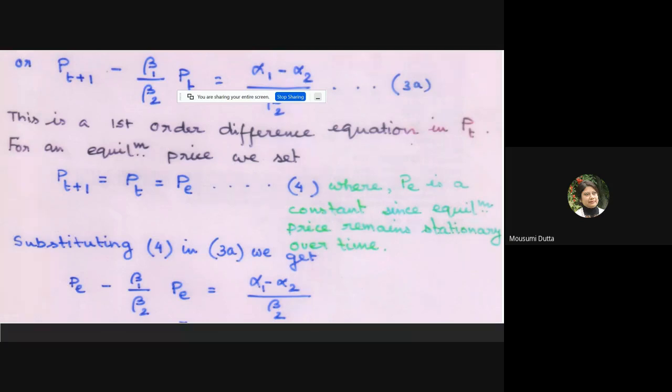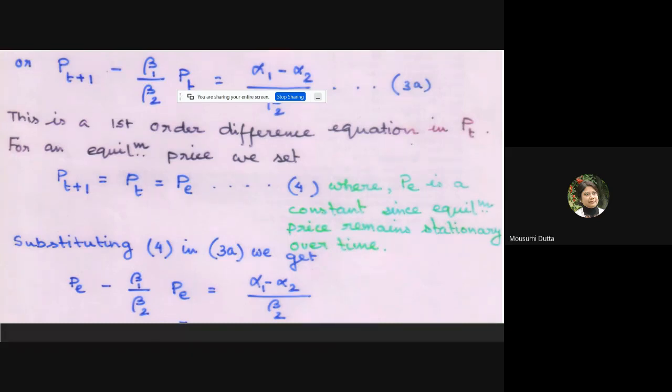We are calling it equation 3a because it is not a different equation. So it is not equation number 4, rather it is equation number 3a. This is a first order difference equation in Pt. Why is it a first order difference equation? Because there is 1 period lag in our analysis. If we increase the lag, in that case we have to move to a higher order difference equation model. For this particular context, we are considering the first order difference equation model, 1 period lag.